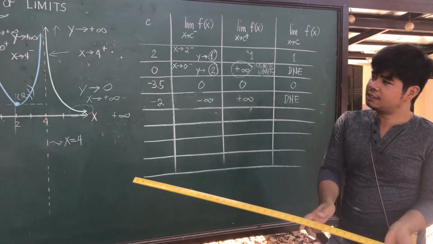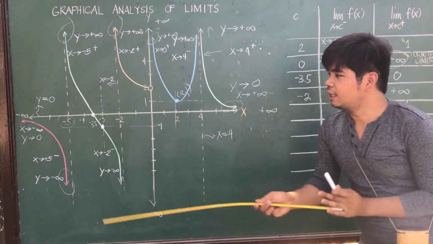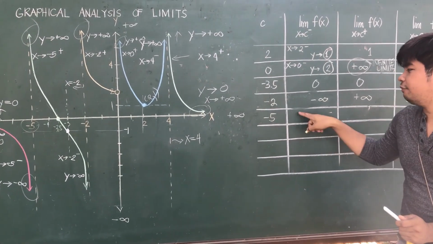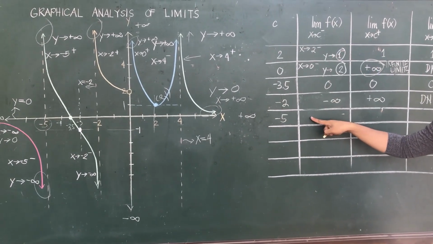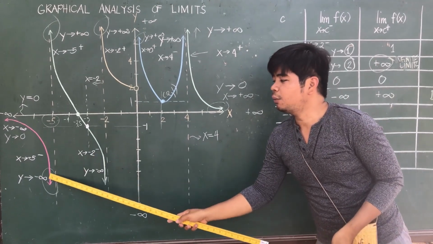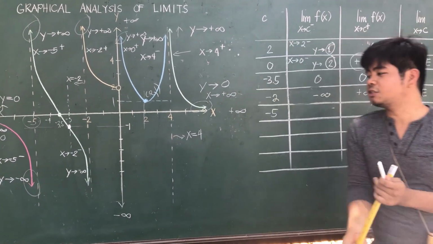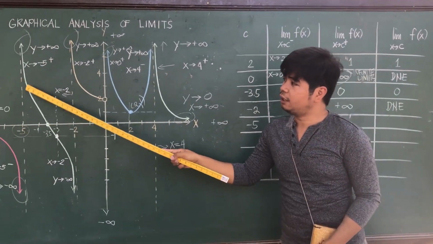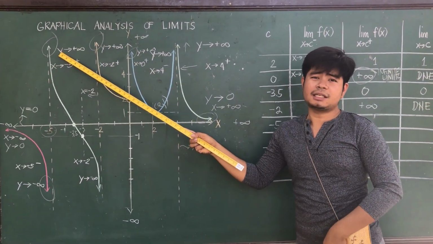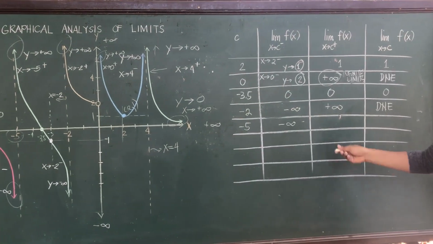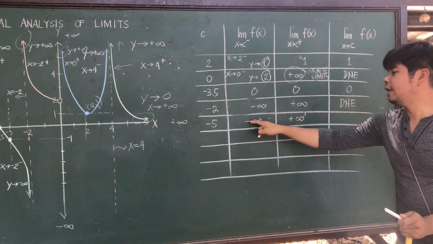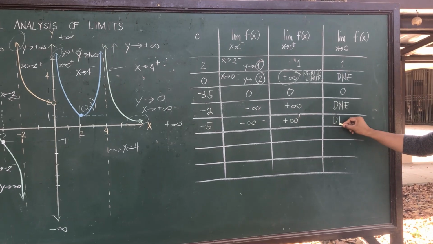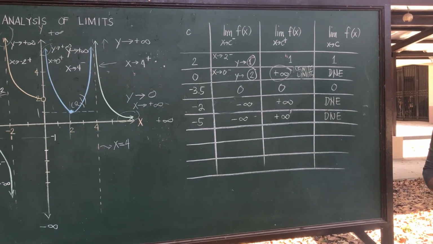Let's have another number, let's say negative 5. This is negative 5. Then we talk about left of negative 5. Left of negative 5, ano nangyayari sa y? Y keeps on decreasing. So that is negative infinity. Then when it comes to the right, y keeps on increasing. So we have here positive infinity. Negative and positive, they do not have the same behavior. So the limit does not exist.